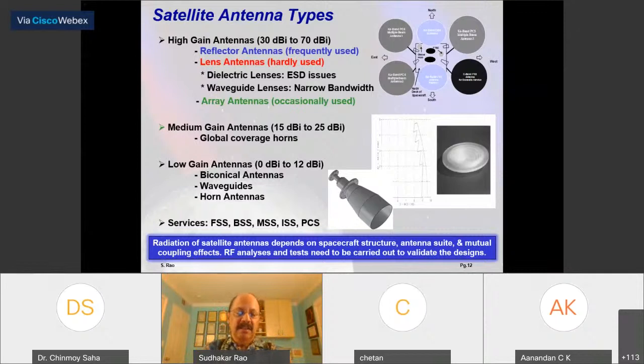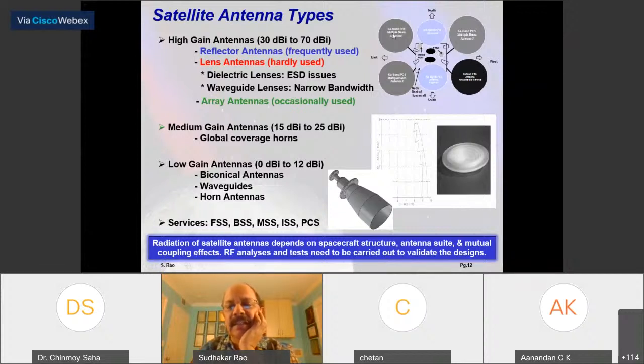The radiation of a satellite antenna depends on the spacecraft structure, the antenna suite, and their coupling effects. So you design all these antennas individually, what you see on the top right corner, but when you put them together, it doesn't work properly because there are coupling effects. The spacecraft is a metallic body, so it scatters and diffracts. So you need to take all these things into account.